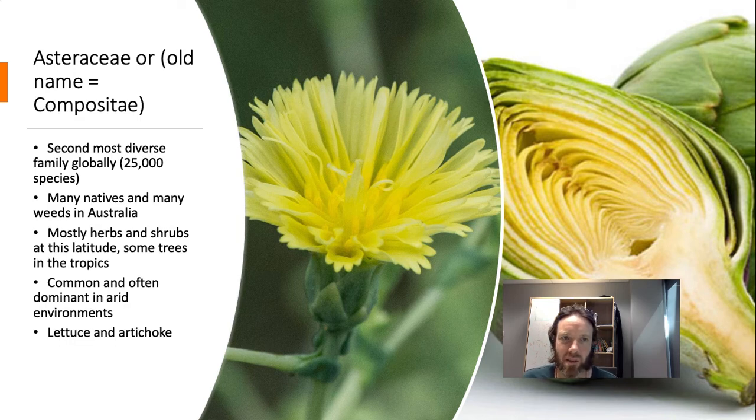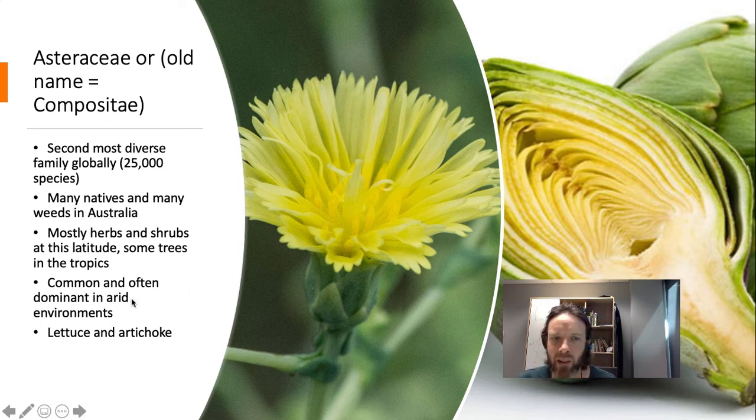Second most diverse family. Many natives and many weeds in Australia. So both really diverse in terms of the natives and really diverse in terms of the weeds. Around here, mostly herbaceous plants and shrubs at this latitude. But if you go up to the tropics, especially in the neotropics, so South America, Mexico, you get trees that are Asteraceae. Rarely are they vines, usually freestanding. But around here, mostly herbaceous and shrubs.